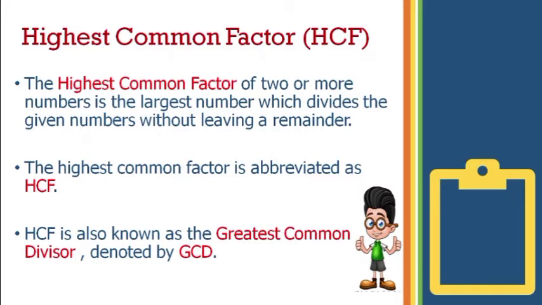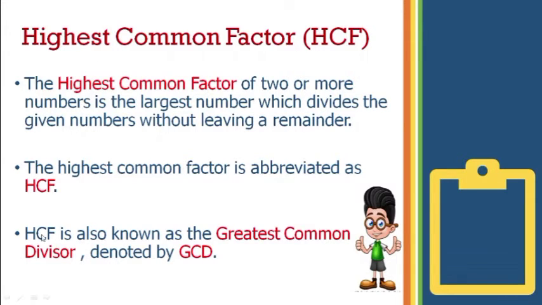Secondly, whatever HCF of the given numbers is obtained, that number will divide the given numbers completely, and when you check it, no remainder will be obtained. Without leaving a remainder, you can divide the given numbers completely. Second, the abbreviation for highest common factor is HCF, which we have already discussed at the top of the heading.